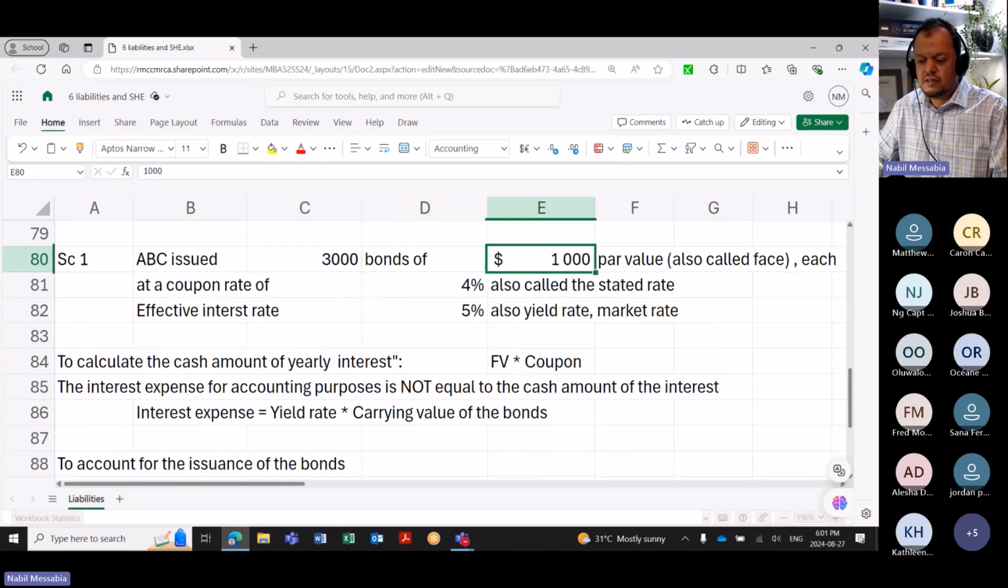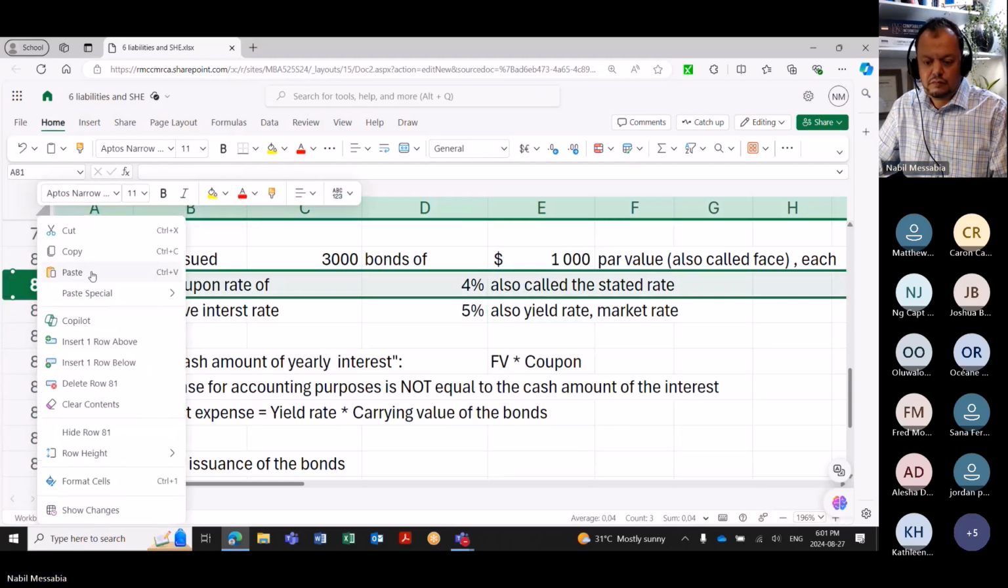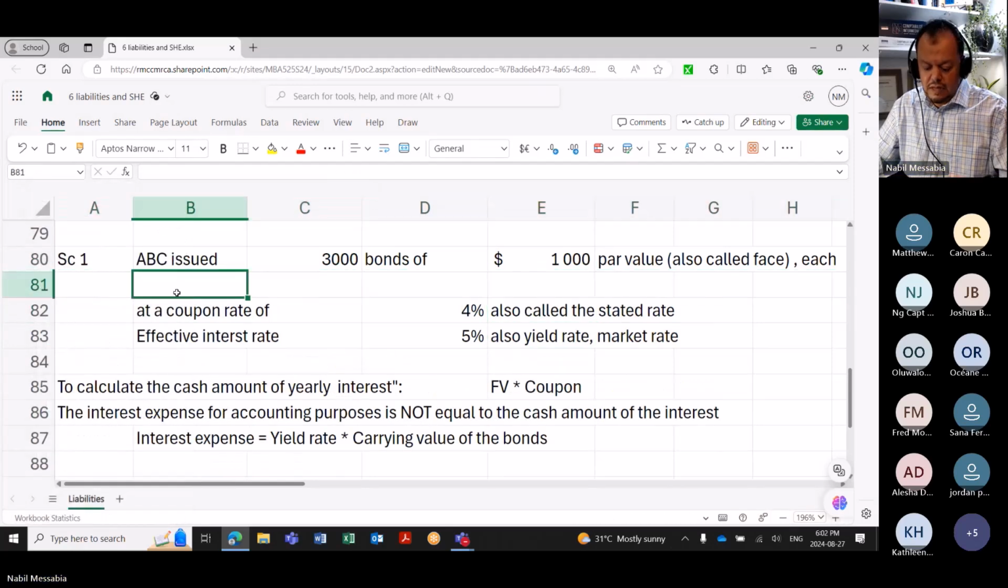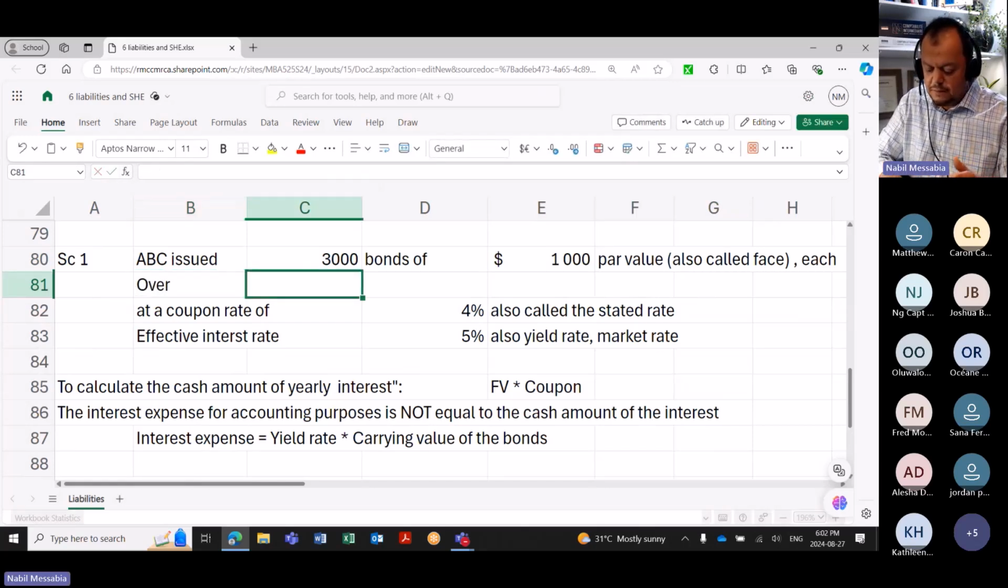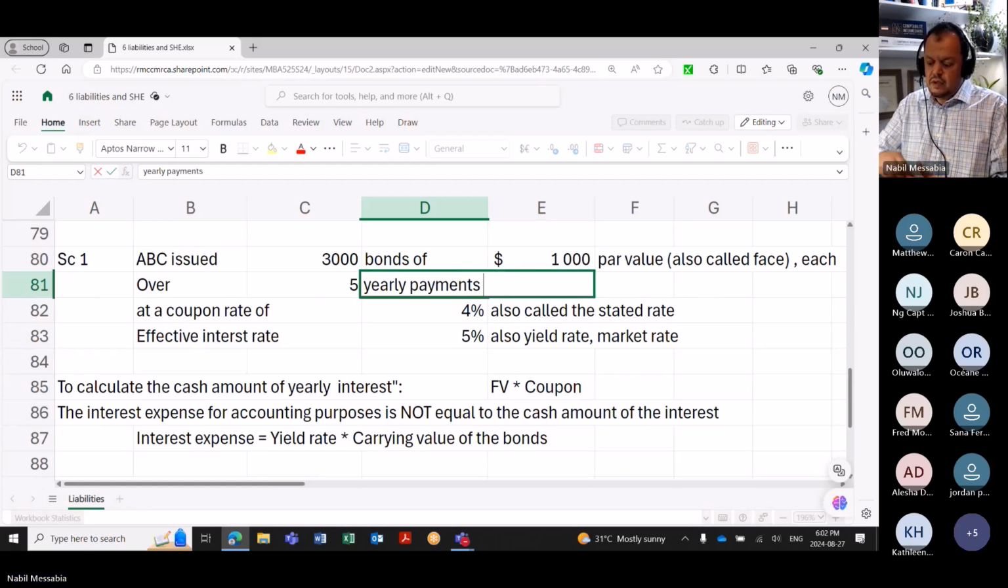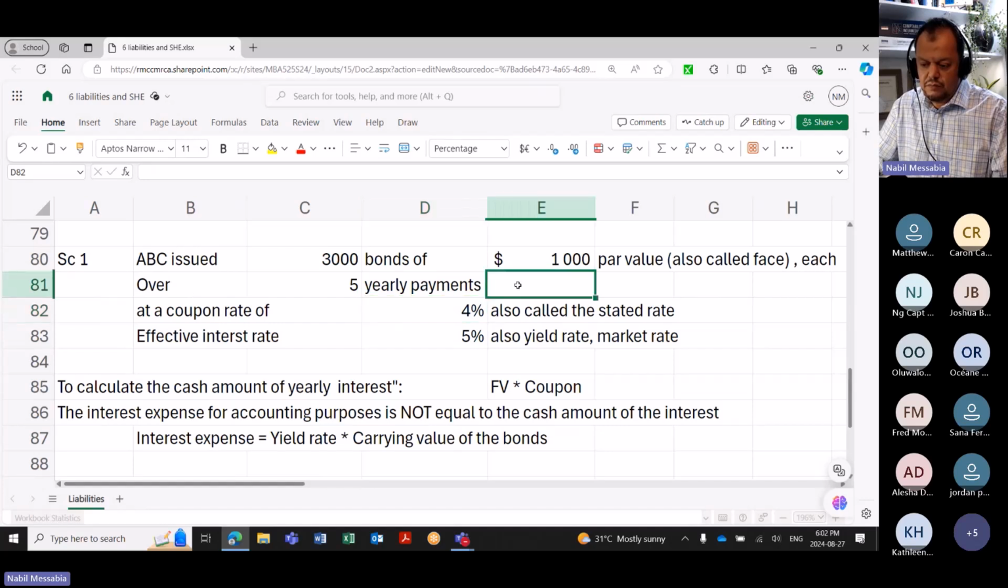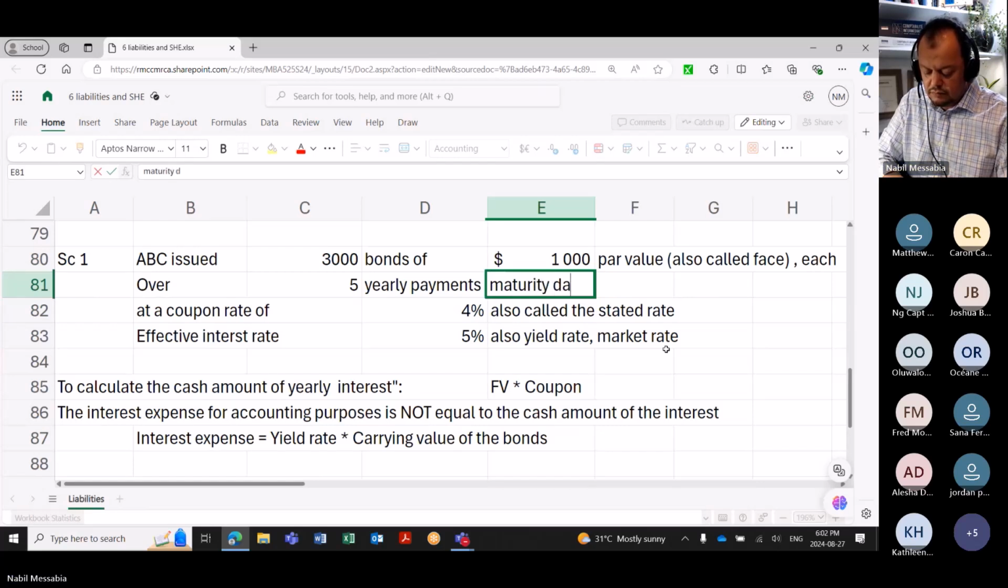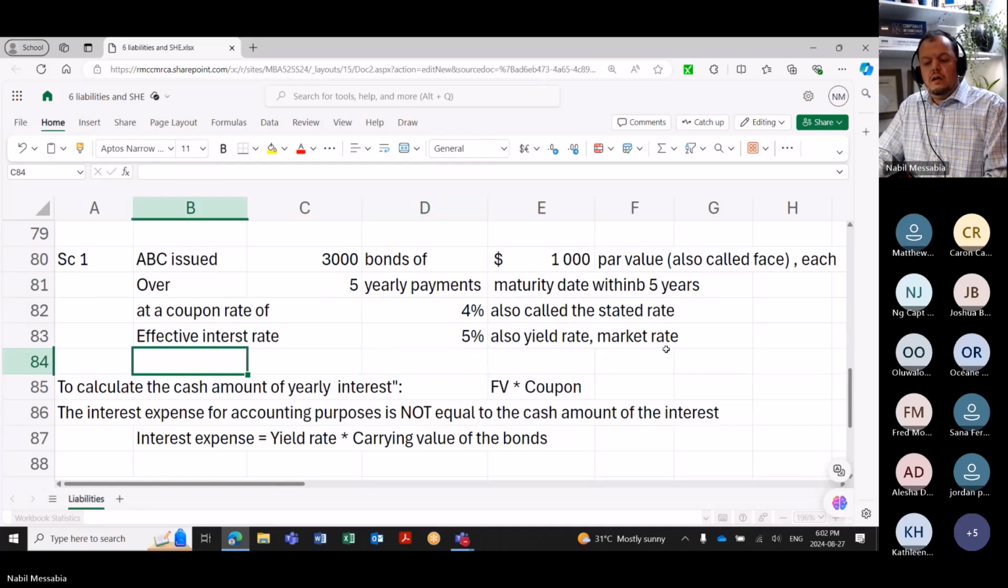Issued 3,000 bonds. And let's say over 5 yearly payments, with the maturity day within 5 years. Okay.